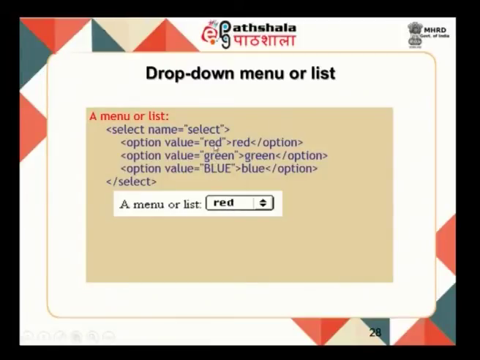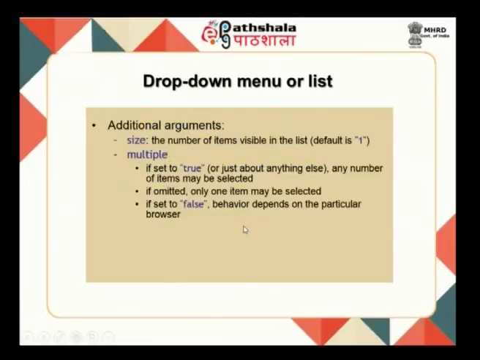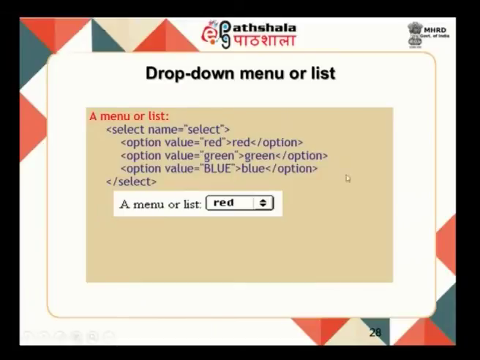These values are used by the script code. So, now you have created a list. By default, there would be only one value displayed here. If you want to display more items, then you need to make use of multiple or size. If you use the attribute size, then the number of items visible in the list would be changed. By default, the drop down menu has only one item, as you can see in the example.